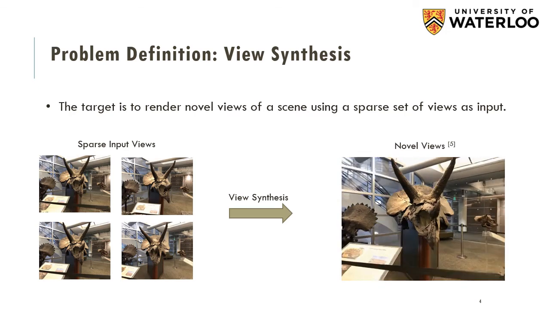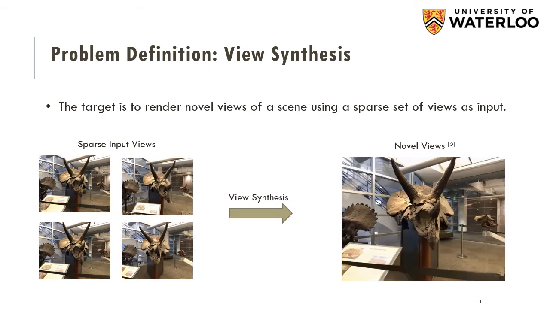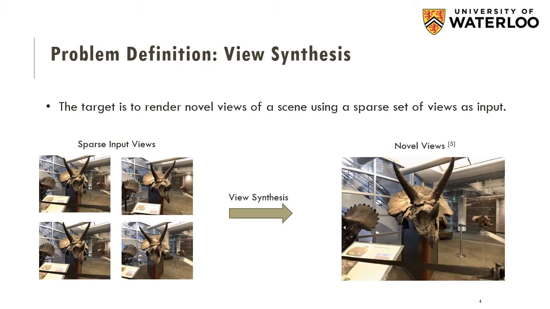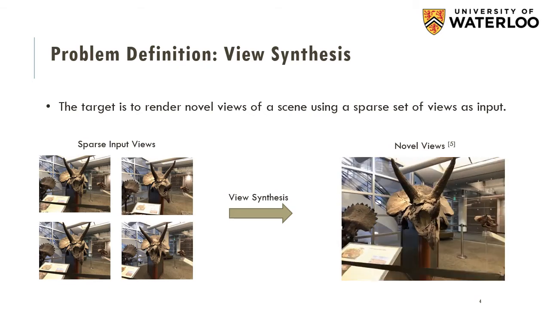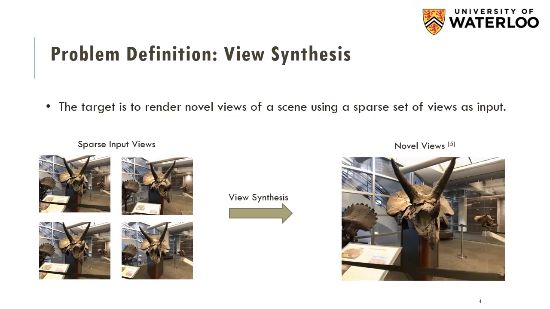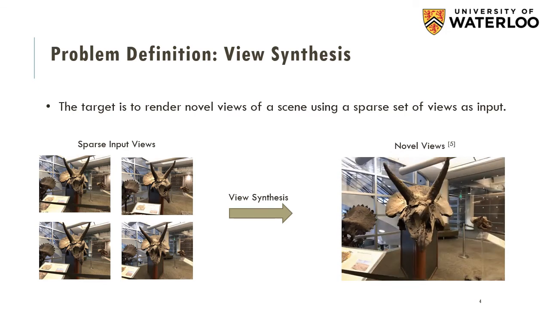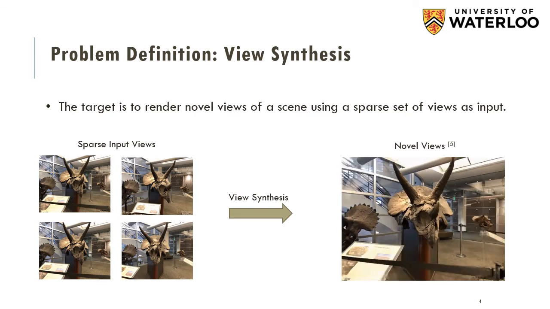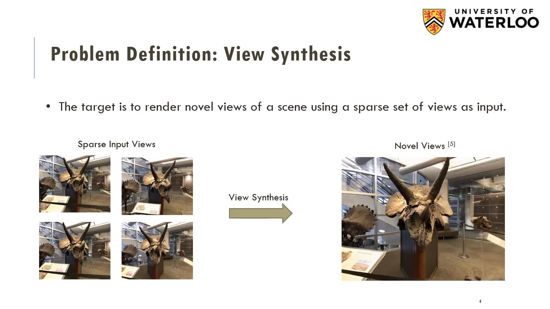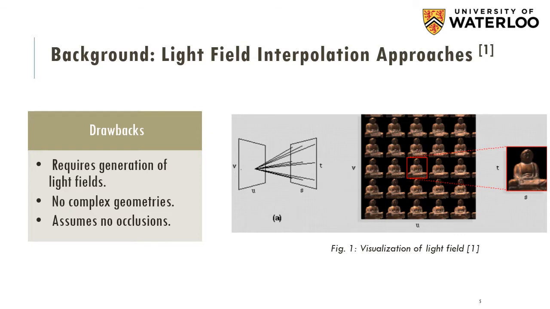The target of this problem is, given some sparse input views of a particular scene, we would like to render completely novel views of this scene. So in other words, while only seeing some discrete captures of a scene, can we look at this scene from any viewing direction? And optimally, can we look at or render this scene from any 360-degree angle around it or not? The first approaches that try to tackle this problem were interpolation approaches.